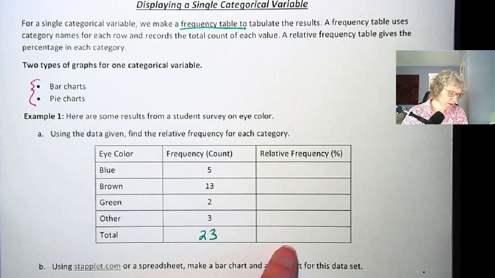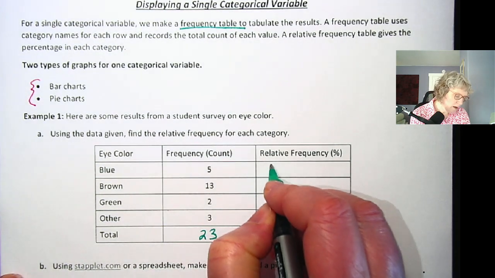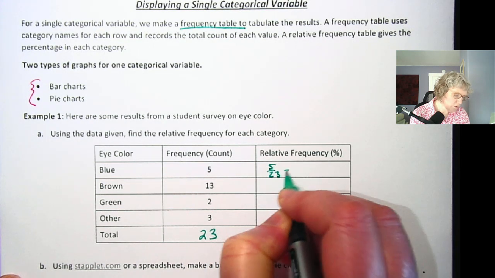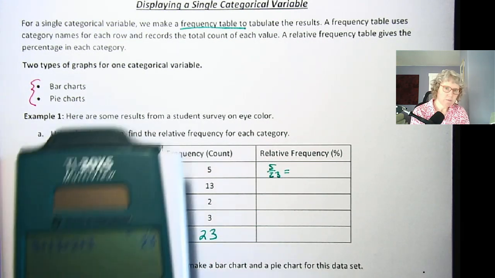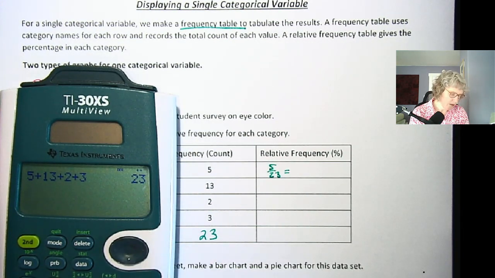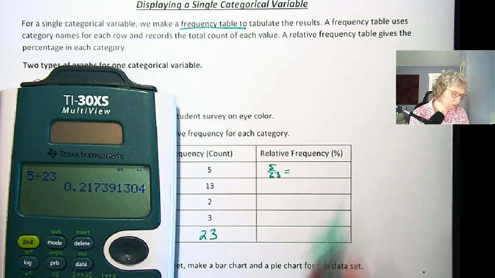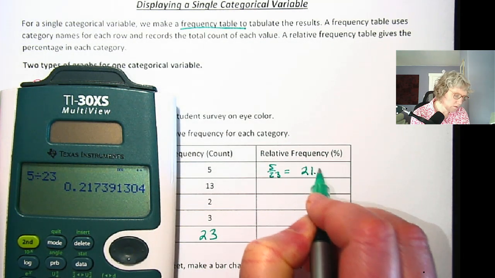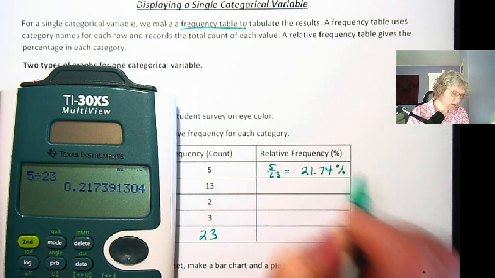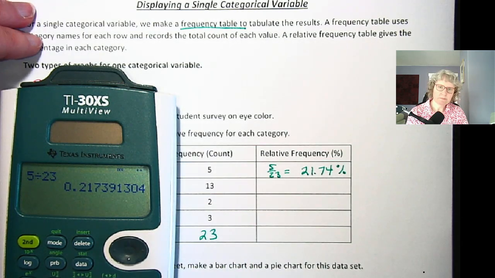Now, I want to get the relative frequency or percentage. To do that, we're going to divide. We're going to take 5 out of 23 students and see what percentage that is. So 5 divided by 23 is 0.2173 with a 9, so that's going to be a 4. So I'm going to write 21.74%. I'm going to keep 4 digits on these.